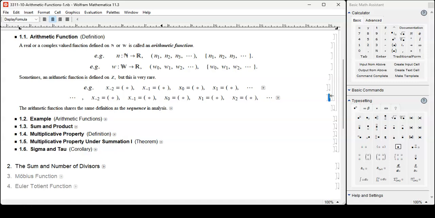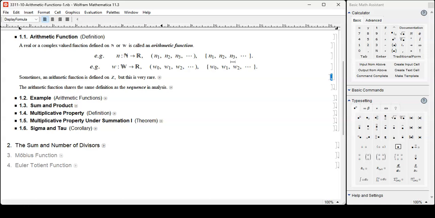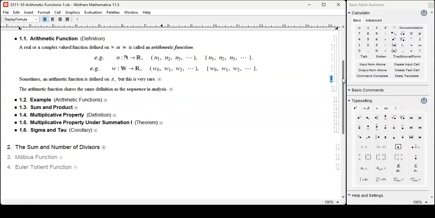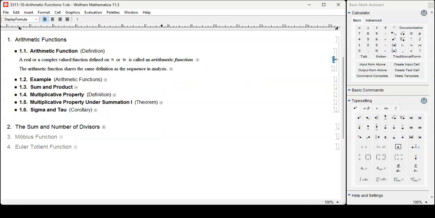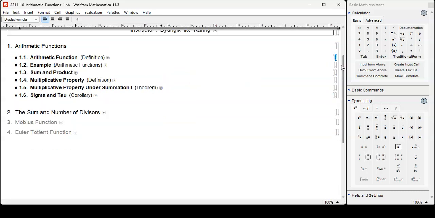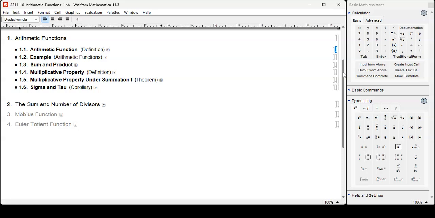So in short, you don't really have to define it on Z, because we can always reduce any kind of expression like this into a pair of arithmetic functions based upon the previous definition. So we are going to stick to this as a definition. And that's about it for the definition. All right, one done. Let's go to the next topic.